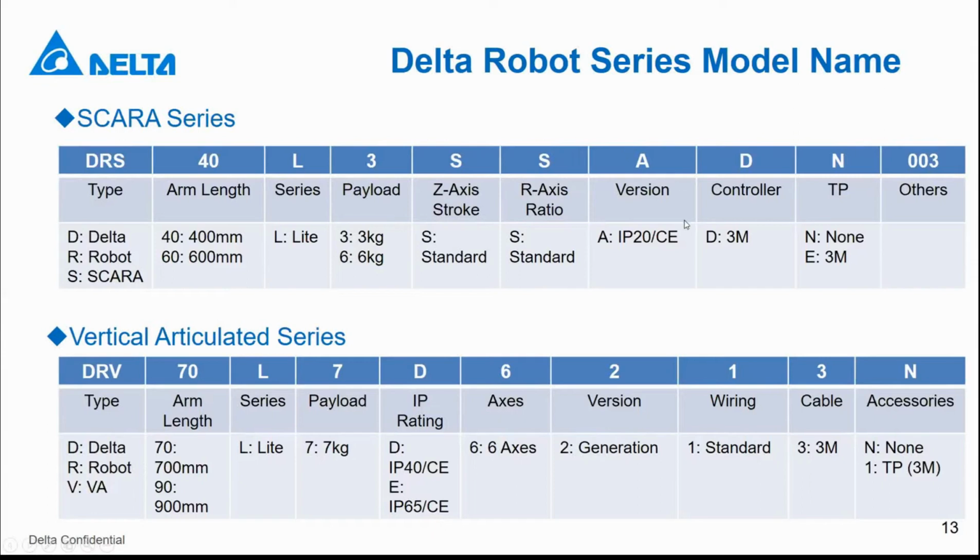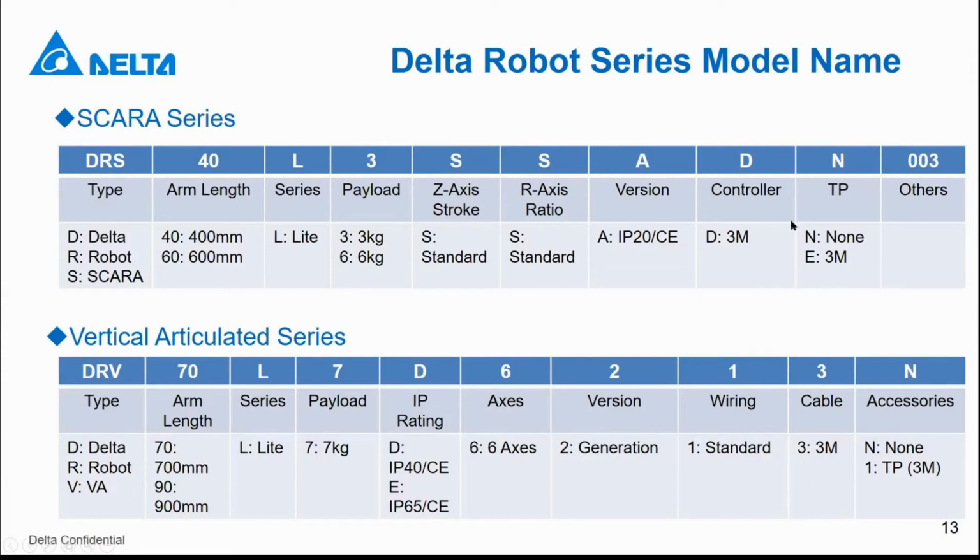And next is the hardware version. For the Europe area, because we all need CE certification, in this area we only have one choice. It's A. A means IP20 and with CE certification hardware.